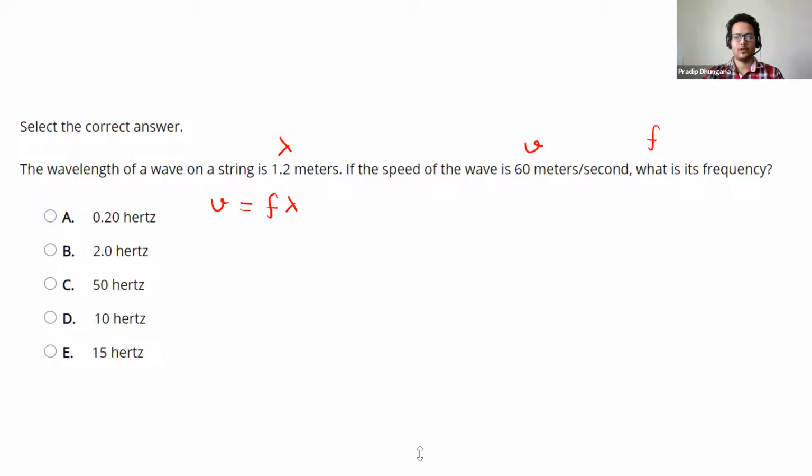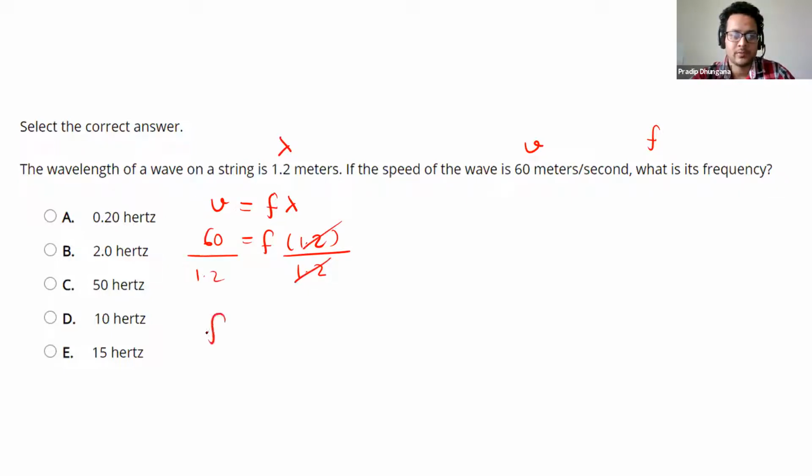Now let me end polling. Thank you very much. Let's plug in those values. Velocity is 60 meters per second. We have to find frequency, and wavelength is 1.2 meters. Divide both sides by 1.2. That 1.2, 1.2 got cancelled. So frequency is 60 over 1.2. That is 50 hertz. And the unit of frequency is hertz. So the correct choice is C, 50 hertz.